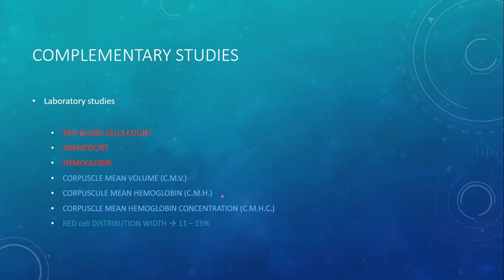CMH. Is it the average concentration of the hemoglobin in each red blood cell? Great. Yes, the concentration of hemoglobin inside each one of the red blood cells, right? And this one is like a percentage of the CMH, which is divided by the hematocrit. Okay. And this one, does anybody know what red cell distribution width is?